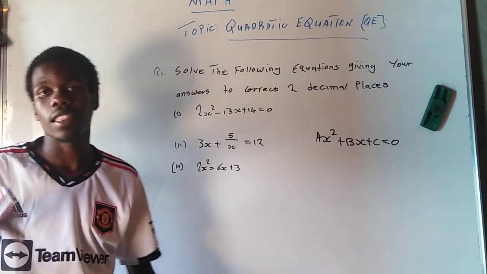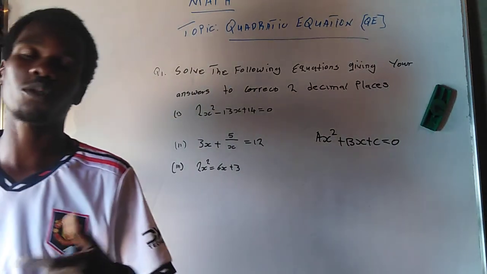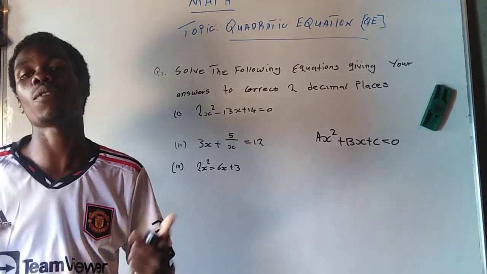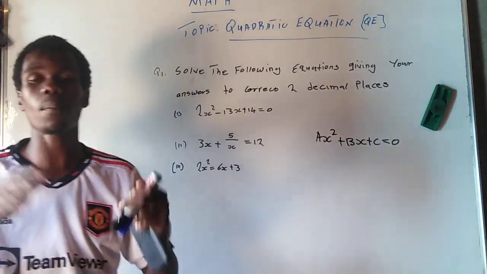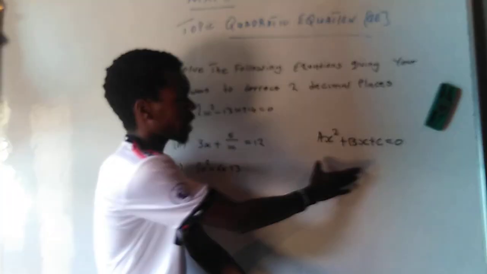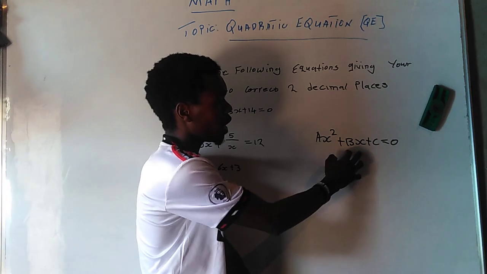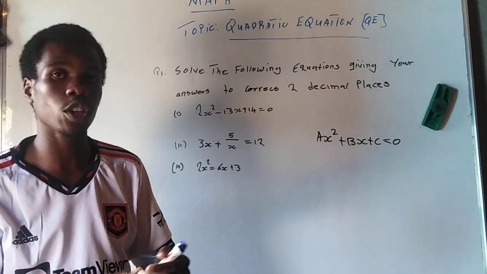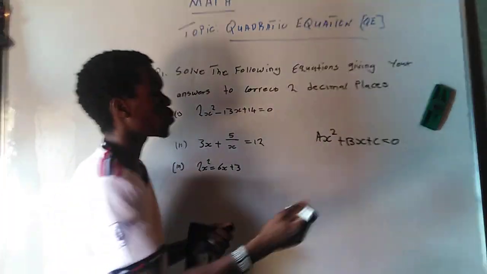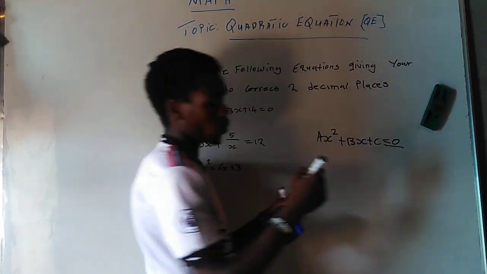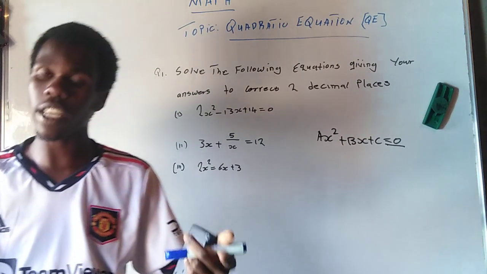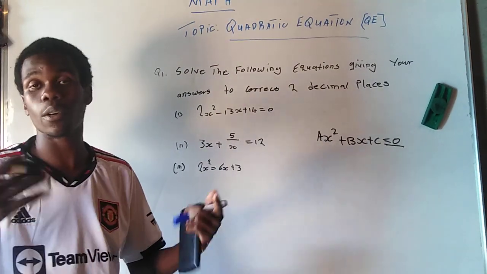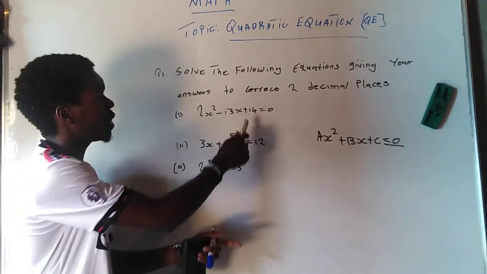Before you start solving any math problem, you have to know the format, the way it's supposed to be. The format of a quadratic equation looks like this: ax squared plus bx plus c is equal to 0. Whenever you are solving a quadratic equation, it must be equal to 0. If it's not equal to 0, you have to make it so.